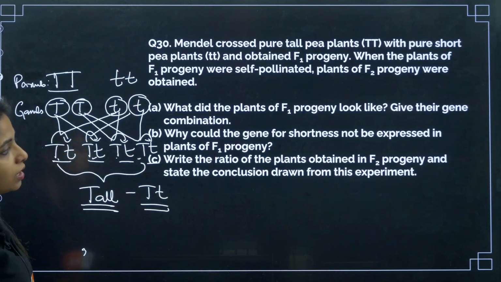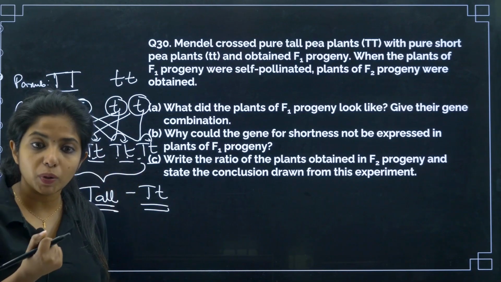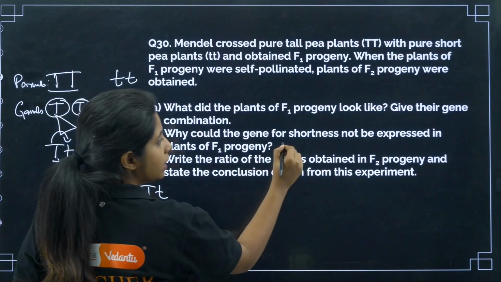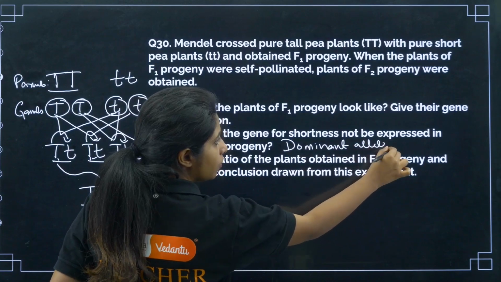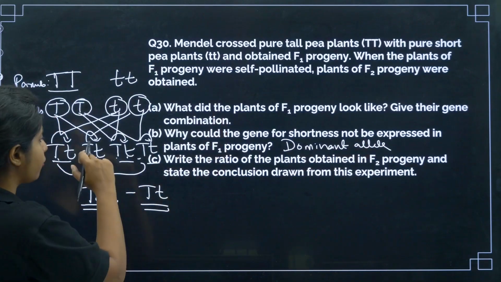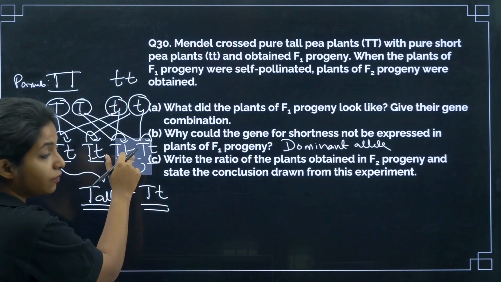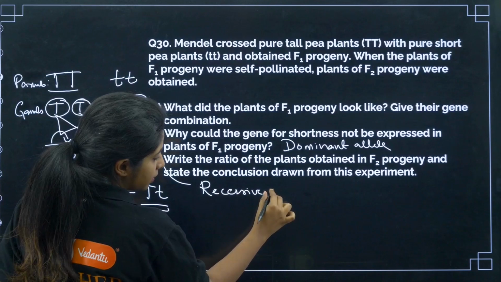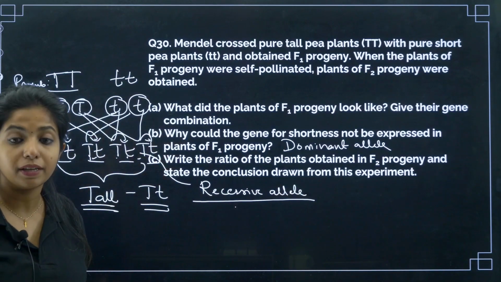Now, why could the gene for shortness not be expressed in the plants of F1 progeny? Why do you think this small t gene is not expressed? Because there is a dominant allele over here. What do you have, my dear children? You have one dominant allele, which is doing what? It is masking the effect of the recessive allele, the one that is not expressing itself. What do you call it? You will call this recessive. It is masking the effect of the recessive allele, which is why it is not being expressed.